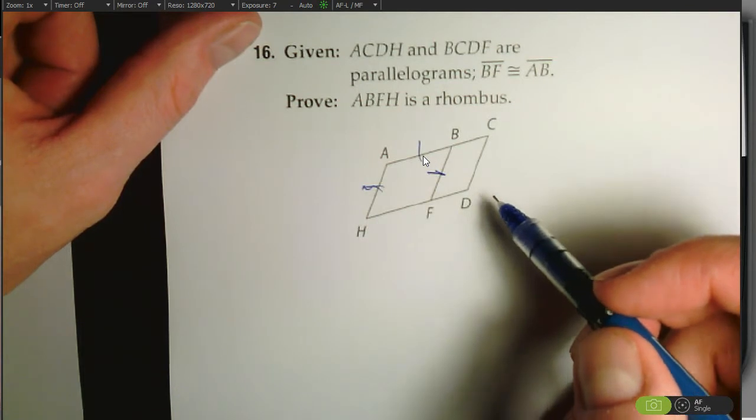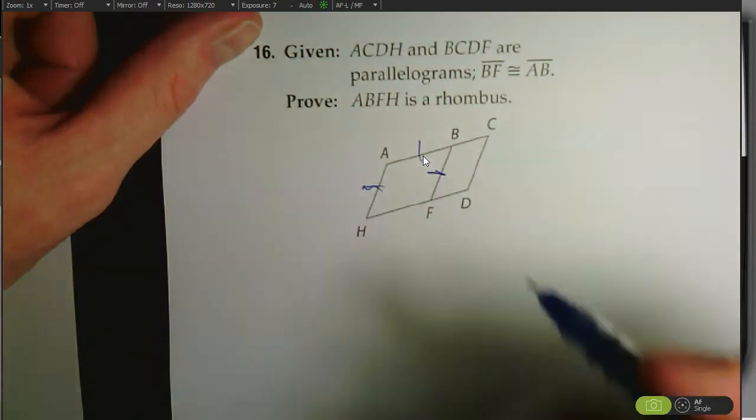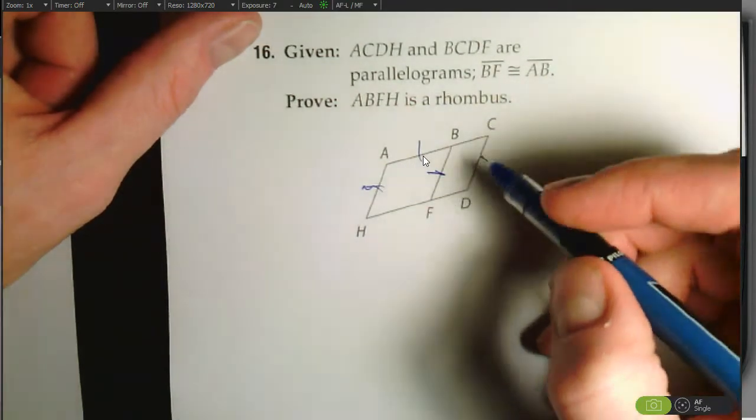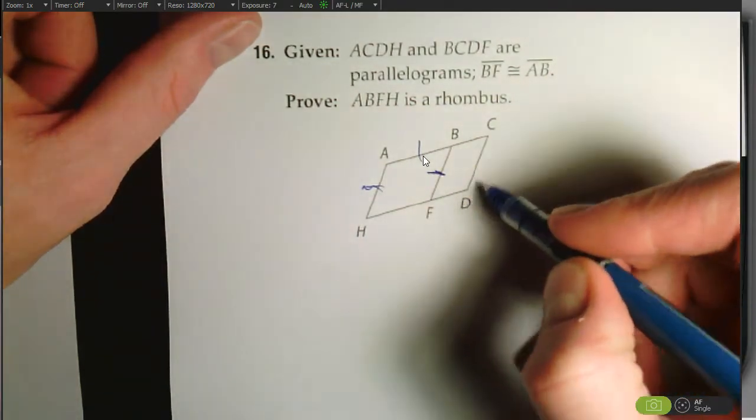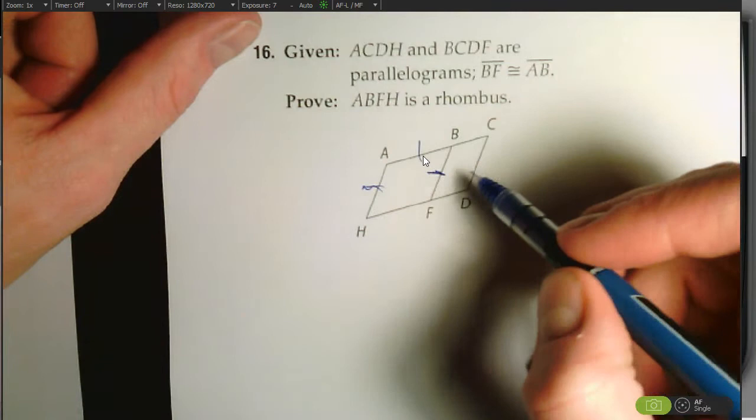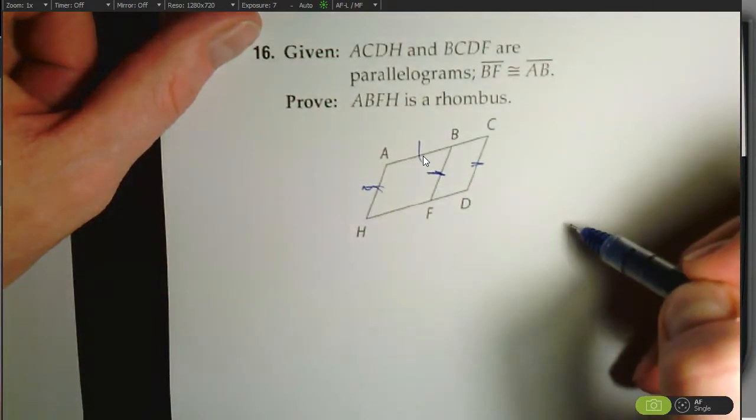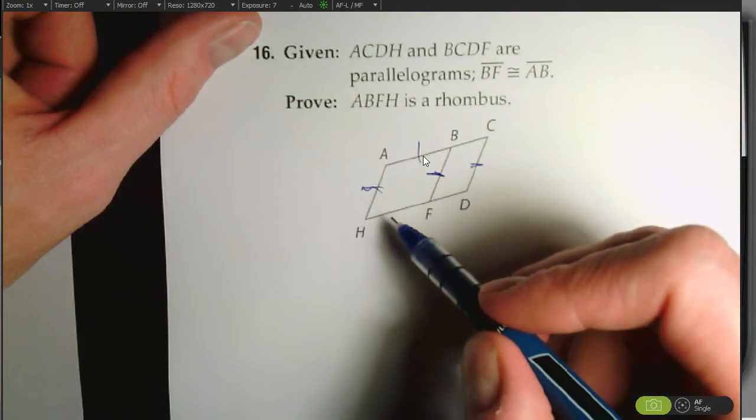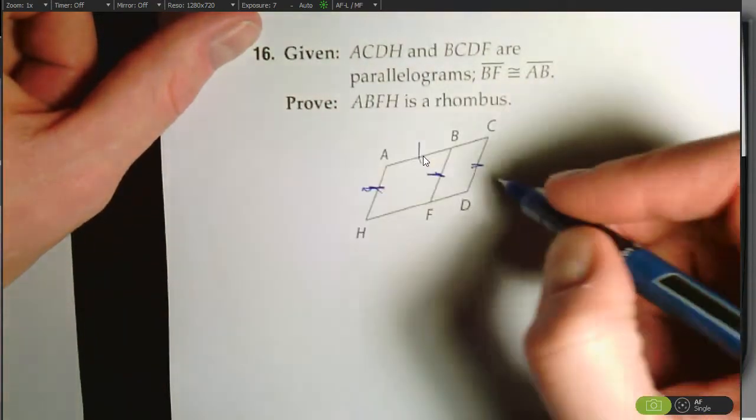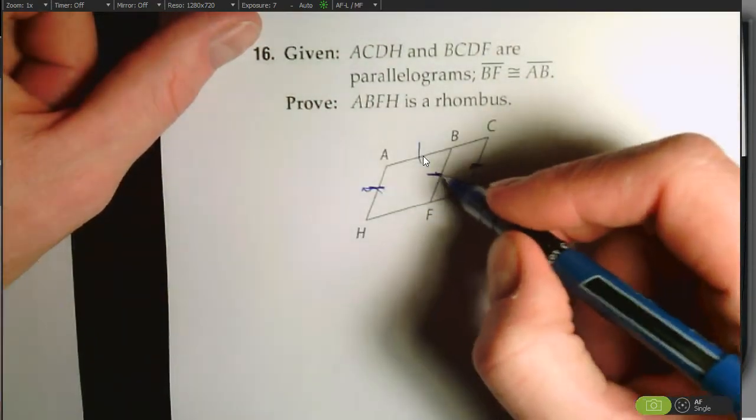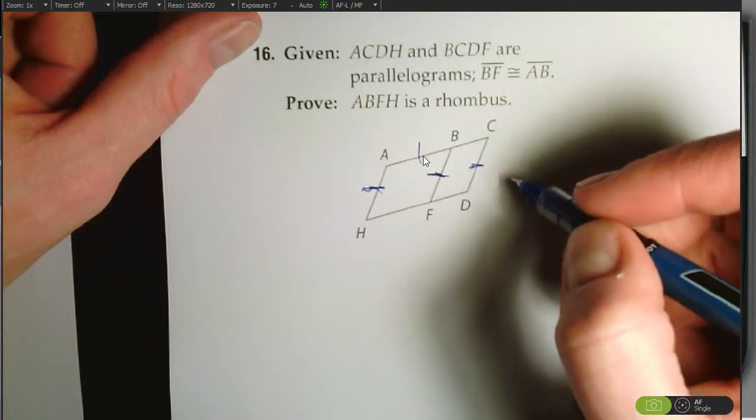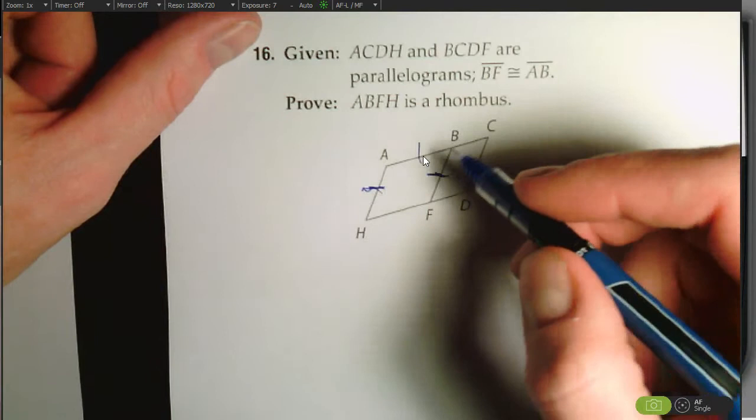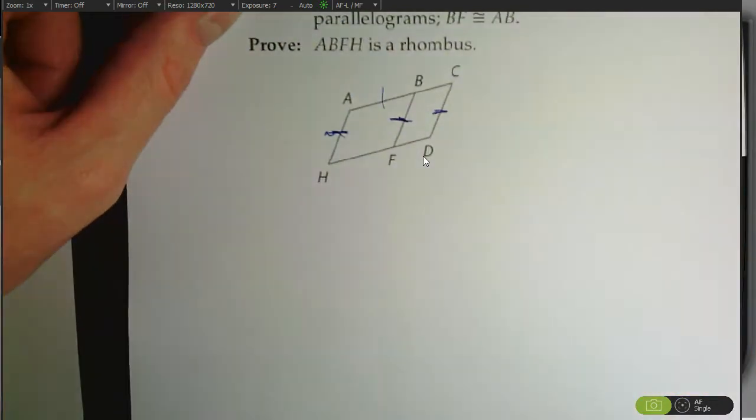Okay. So we know to begin with that this guy's a parallelogram, meaning that BF and CD are congruent. And then we know that the big figure ACHD is also a parallelogram, meaning that these two guys are congruent. Okay. So it gives us three congruent sides here. So that would be something we'd state out.